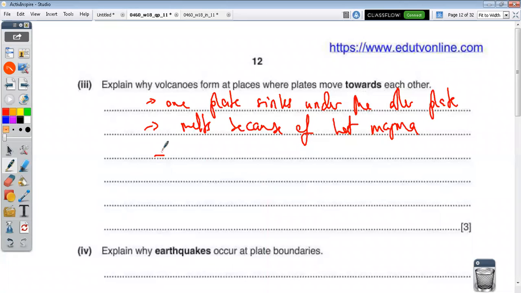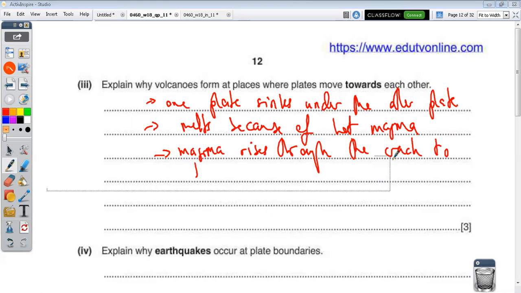Now, because of that, the magma finds a crack. The crack is created when that happens. Magma now rises through the crack to the surface. Done. Clear. That's all they are looking for. Rises to the surface. Making sense? Not difficult.